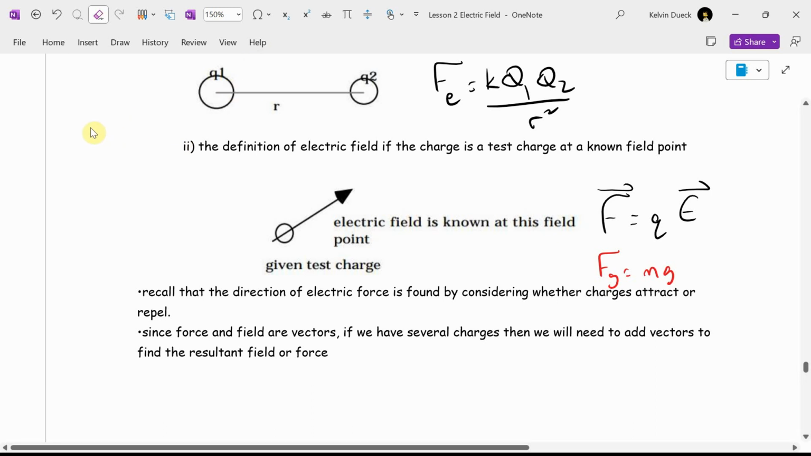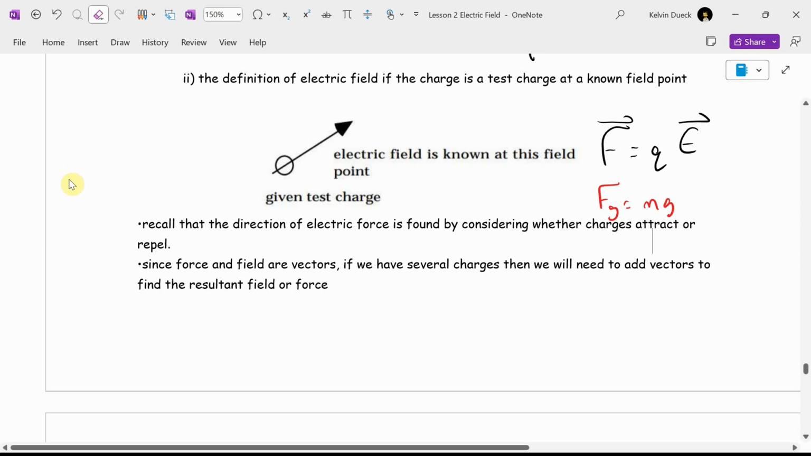For electric force, it's not which way would a positive want to move if it could. We use like charges repel, unlike charges attract. And for both of these, since they're both vectors, if we have multiple values, we add them vectorially. Okay.